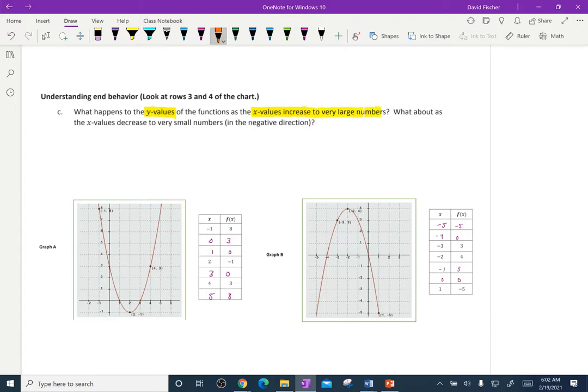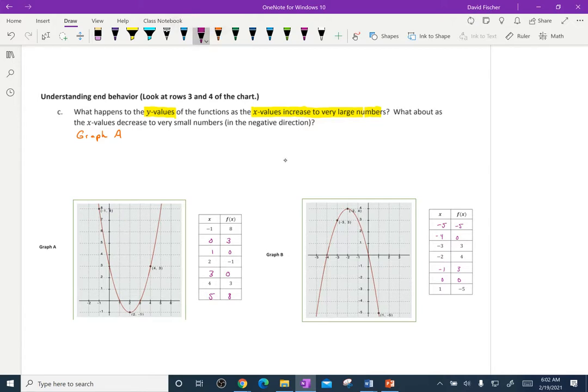So let's look at graph A. I want you to pause the video and then tell me what you think, because it is kind of a thinking question. Write your answer and then come on back and we'll see how you did. Tell me what happens to the y values when the x's increase.